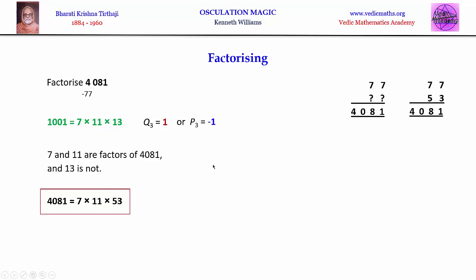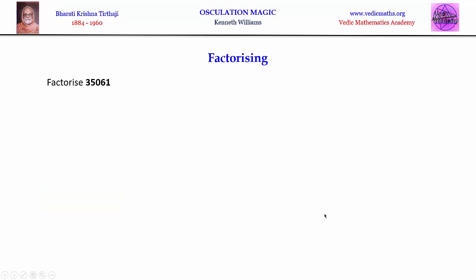Anyway, there's a simplification of this, because if we're only doing one osculation, which you've done here, we can do it like this. There's our 4081, and our 1001 is written like this underneath. This is 1001. Now we just cross multiply and subtract. 81 take away 4 is 77. That's it. So it's just mental mathematics.